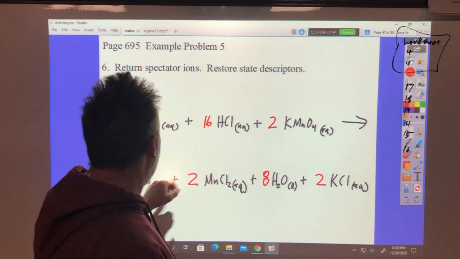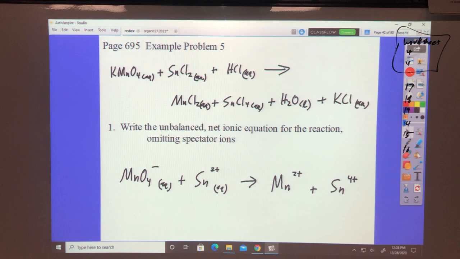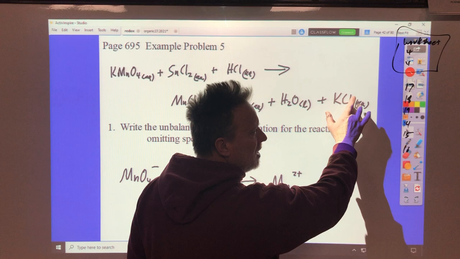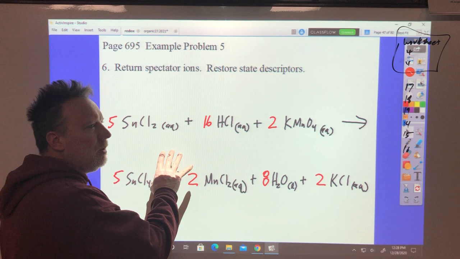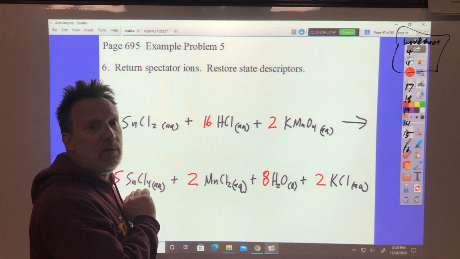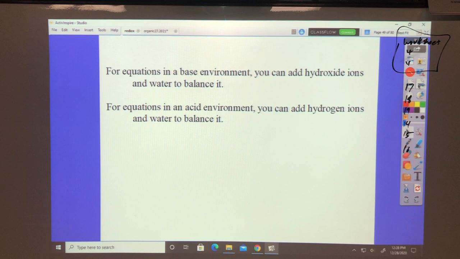So when you go to restore your state descriptors, which is your aqueous and gas and liquid, and you put your spectator ions back in there, lean on what you know from what you started with. Because that KCl, that's where your extra potassium ions are going to go. And when you get down to the end, you're not really done. You have the ability to balance it from there if you need to. You may be done, but you may not be done. Again, you can add hydroxide and water to balance it in a base environment, hydrogen ions and water to balance it in an acidic environment.